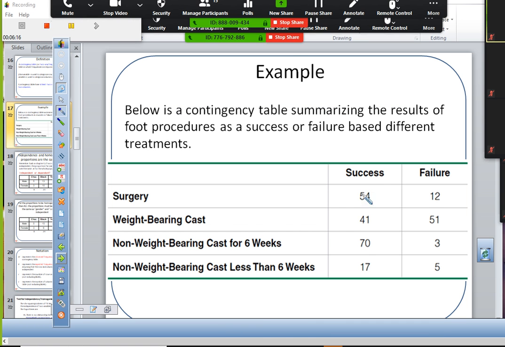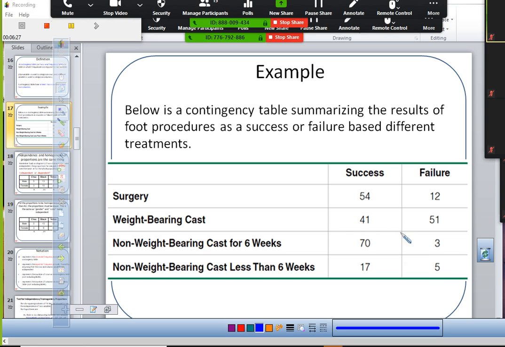All right, so here's an example of one. You can see that there are 4 different options for someone, treatments for someone who breaks their foot, and then based upon what they got, they could either have a successful or a failure for their treatment. Either it worked or it didn't work, and it could end up in one of these 8 slots, kind of in a way, right?